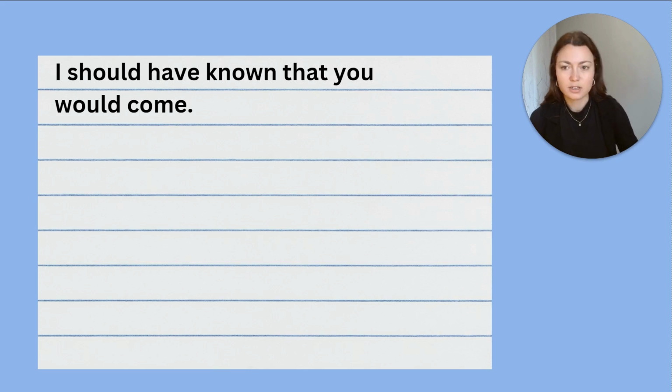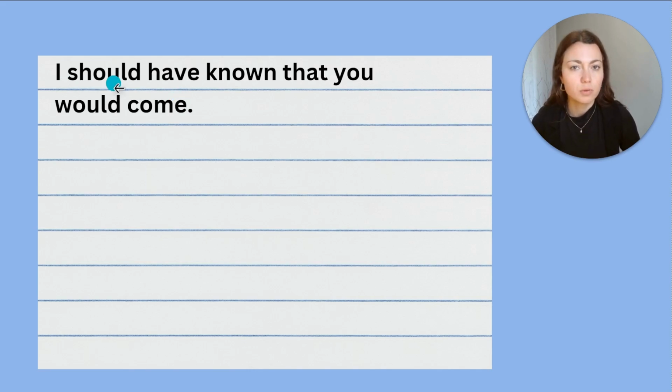The two words here that receive stress are the main verb known and the main verb come. Our pronouns, I and you, actually don't receive that stress. Should have, that's part of the helping verb. Would, it's a helping verb as well. And that also doesn't receive stress. So what you notice when I say that sentence is two things. Known and come, they're louder and they're longer. The rest of the sentence, it's a little bit less loud, so it's quieter.